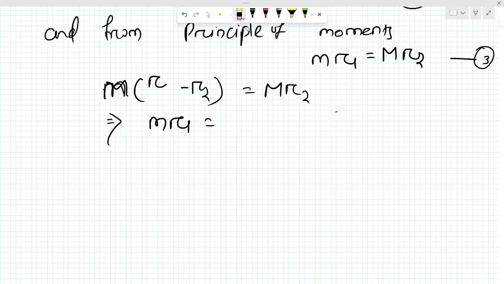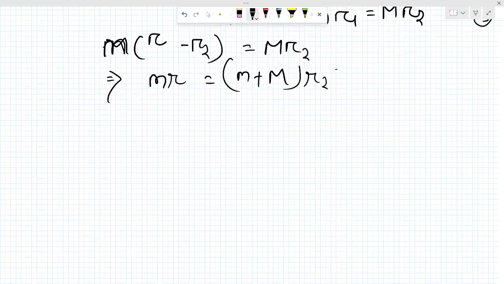Okay, I can write it further as R2, isn't it? This one is R. I have done nothing but open the bracket, and the multiplication happens here, and I have changed mr minus mr2 to the right-hand side. Okay, and I got this.